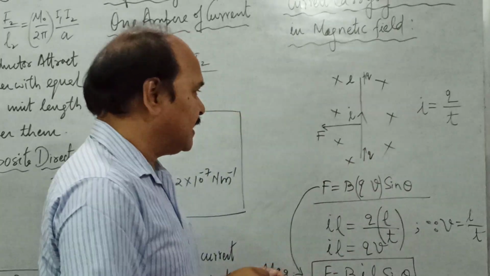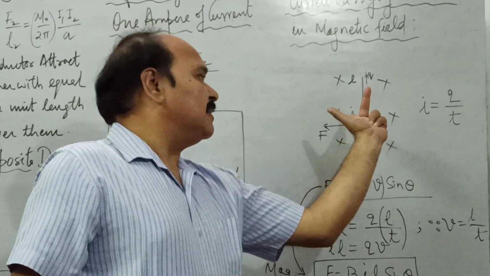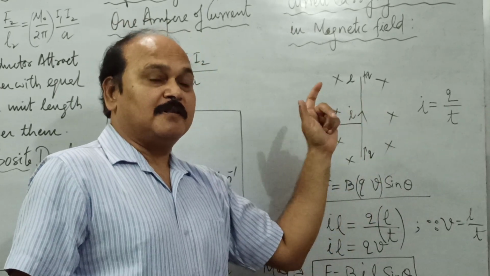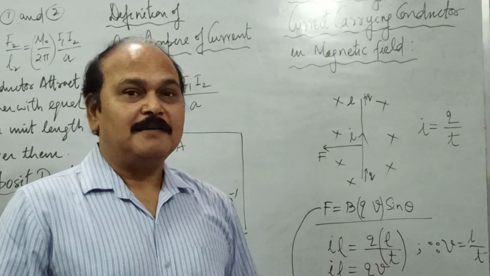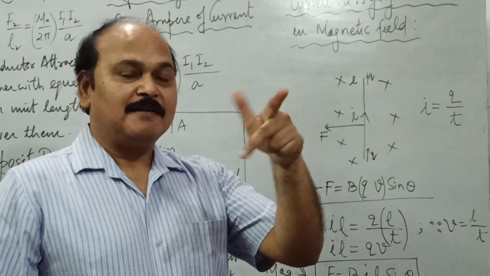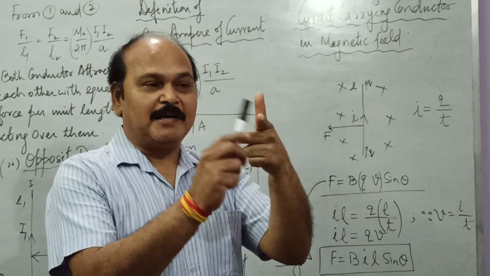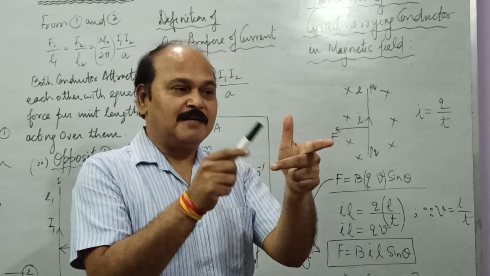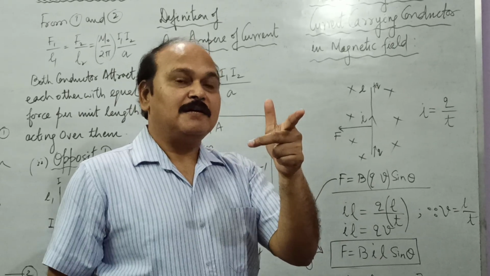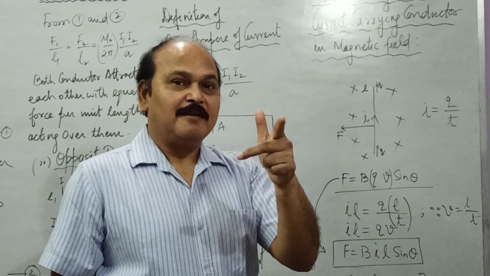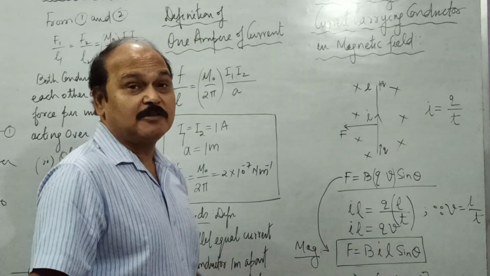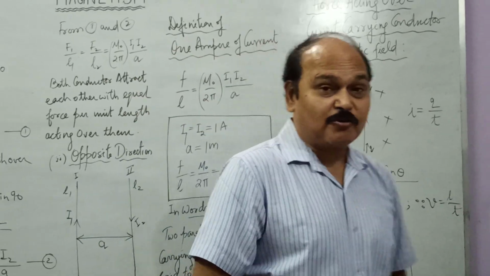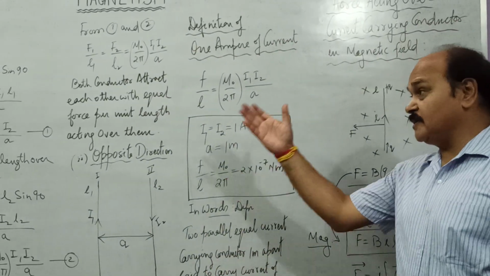So every current carrying conductor in magnetic field experiences force. The value of force is BIL sin theta, and direction of force is given by Fleming's left hand rule: magnetic field, direction of current, and this is force over current carrying conductor. Well, there are certain other results which you have already studied, and you must have a very thorough command over those results before we proceed ahead.